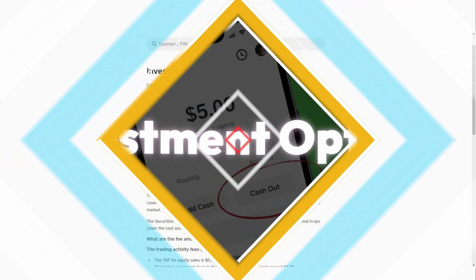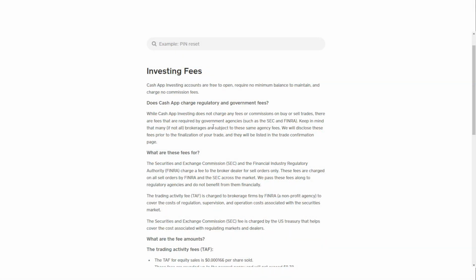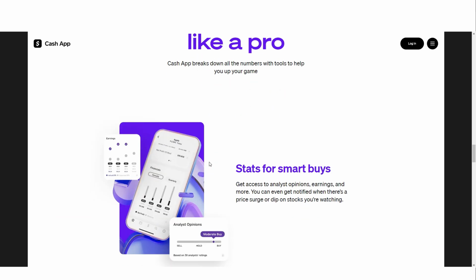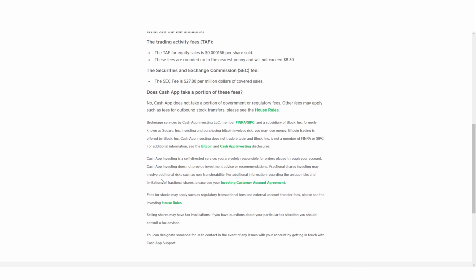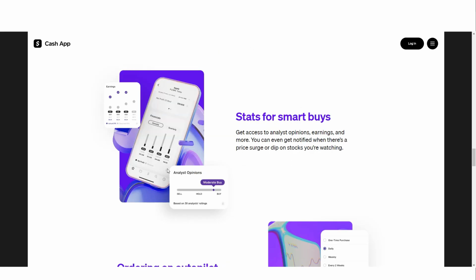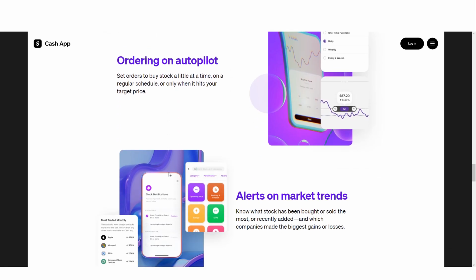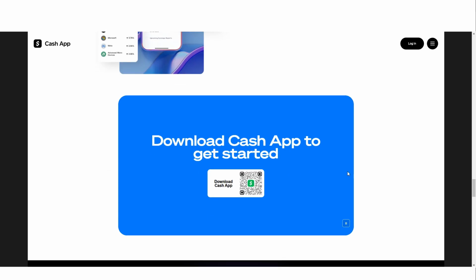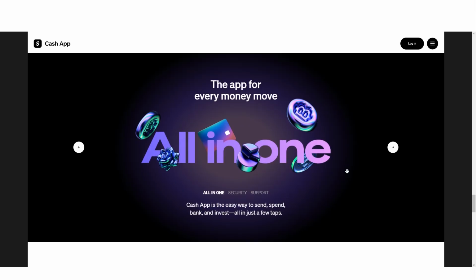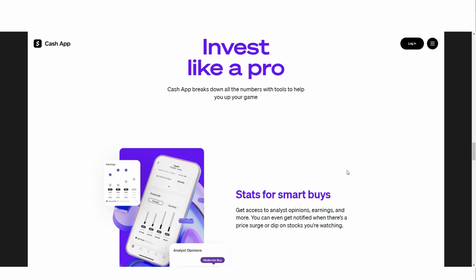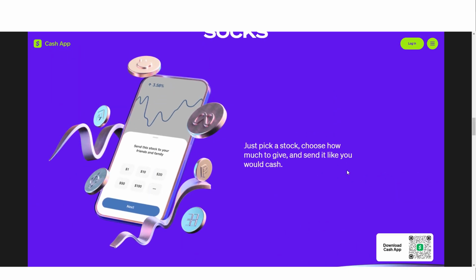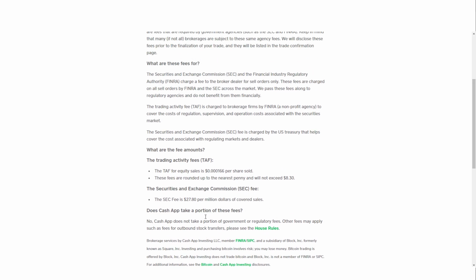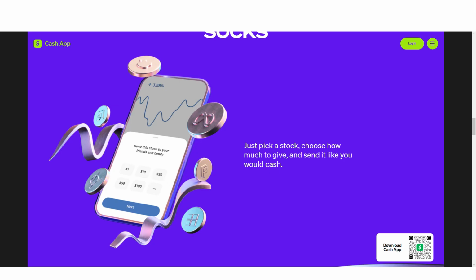Cash App Investing offers a limited selection of investment types. You can invest in stocks, exchange-traded funds, and Bitcoin. For those who are cautious about investing large sums of money, the app allows you to purchase fractional shares for as little as $1. This means you can own a portion of expensive stocks without having to buy a full share. While the investment options are not as extensive as some other platforms, they are sufficient for beginners who want to start with basic stock and Bitcoin investments.